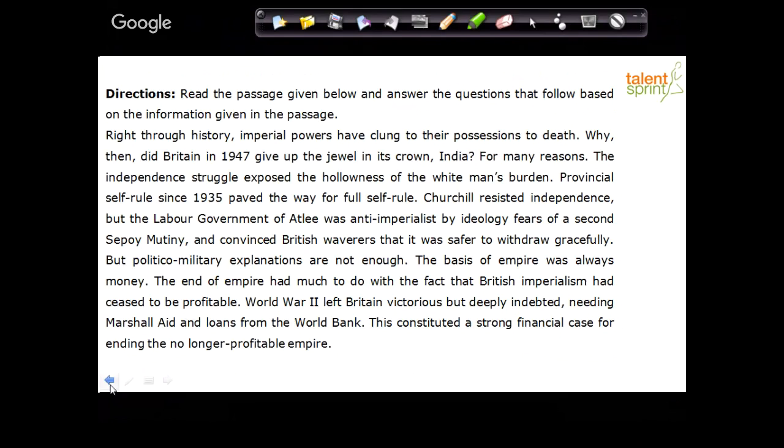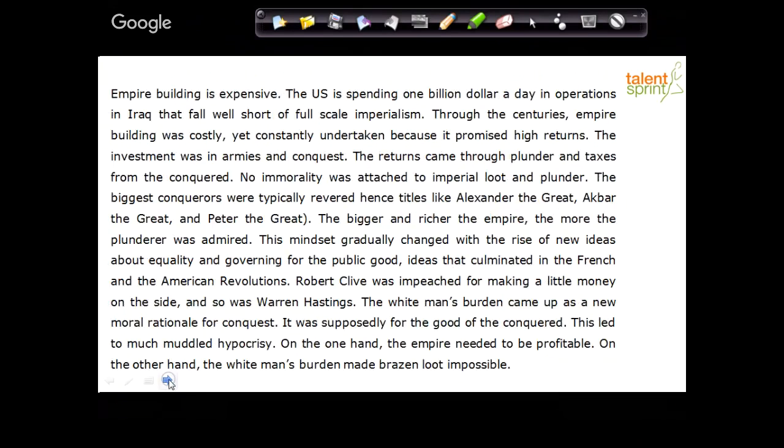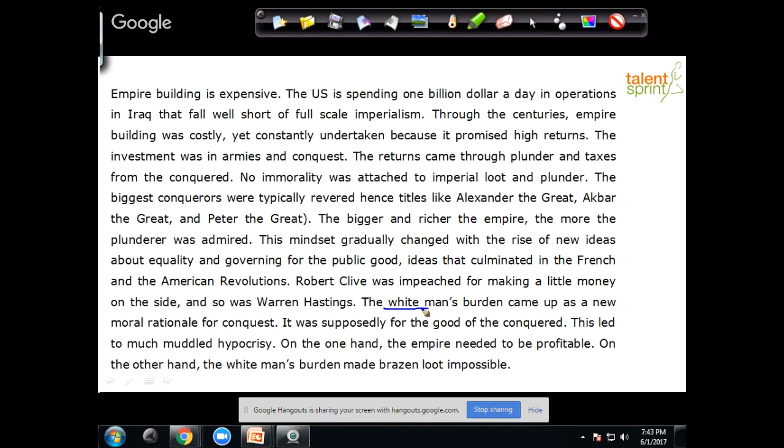So we're looking for white man's burden. I don't see it anywhere here. I see it here in the second paragraph, last but 4 lines. So it says here, the white man's burden came up as a new moral rationale for conquest. It was supposedly for the good of the conquered. This led to much muddled hypocrisy. On the one hand, the empire needed to be profitable. On the other hand, the white man's burden made brazen loot impossible. Moving on.